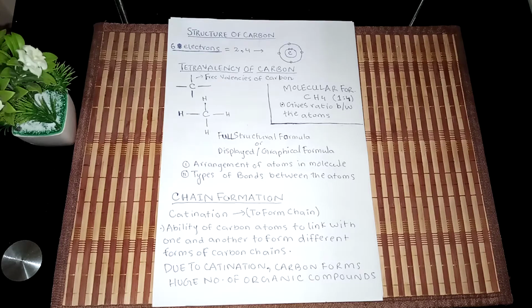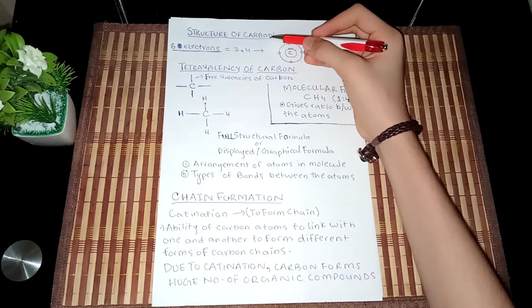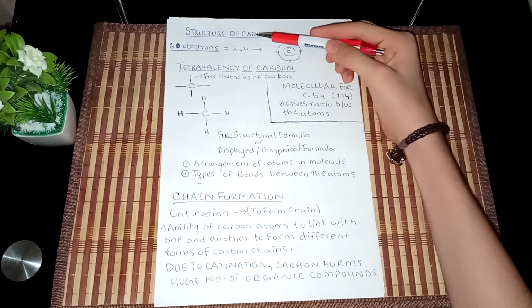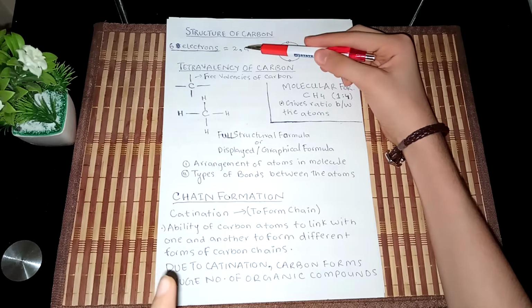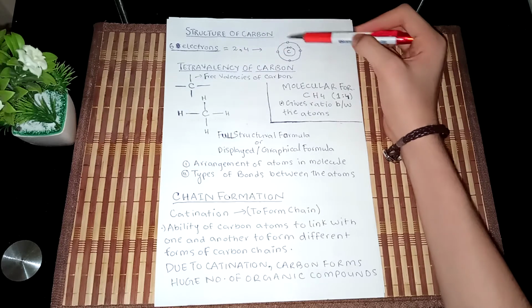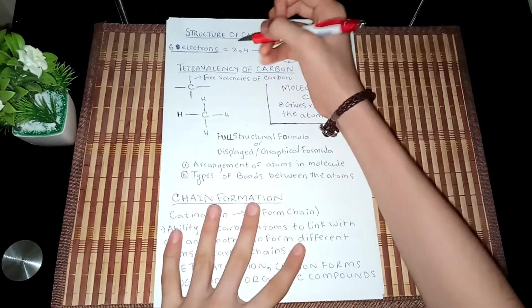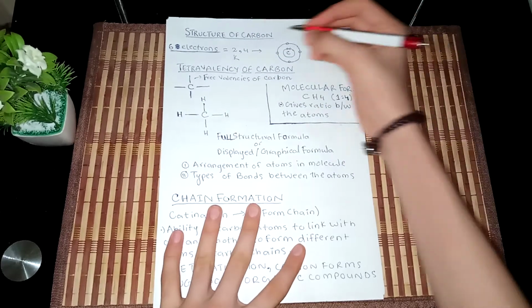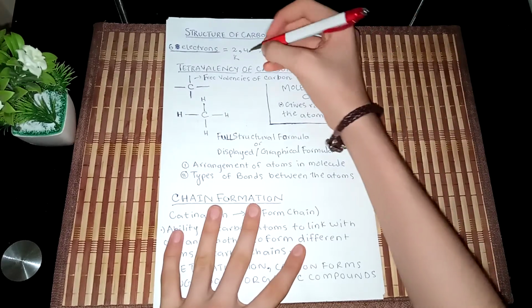Hello everyone. Today we will be continuing the topic organic chemistry, in which we will be studying the structure of carbon. First of all, carbon has 6 electrons, and if we see the electron, we will do the electronic configuration. We will get 2 electrons in the first shell, which is shell K. I should write it here, shell K, and 4 electrons in the shell L.